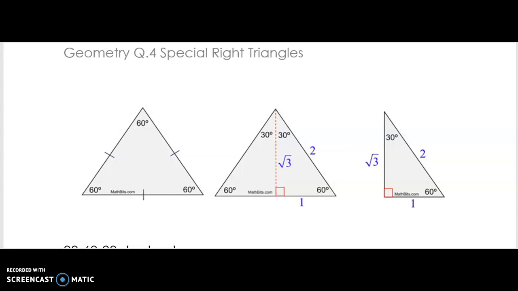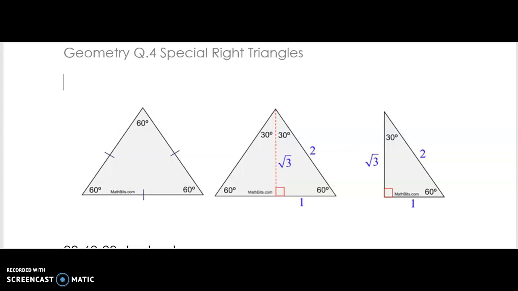Q4, the last unit in the Pythagorean Theorem, and we are going to talk about special right triangles. There are two forms of special right triangles: 30-60-90 triangles and 45-45-90 triangles.